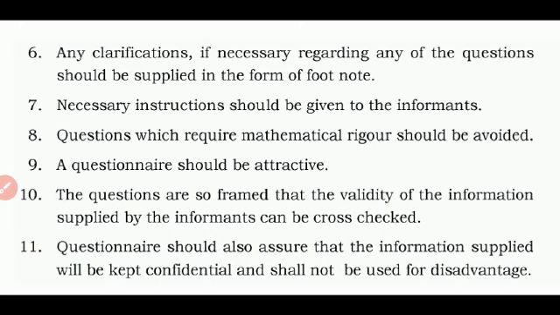And the 11th point, the questionnaire should also assure that the information supplied will be kept confidential and shall not be used for disadvantage. Obviously when you answer certain questions, you are giving some information about yourself. Keeping confidential means keeping it private, keeping it secret. So these are the 11 points which you need to keep in mind when a statistician has to frame a questionnaire. This can be a 5-mark question, students. Please remember, you may have a 5-mark question in section C saying mention the rules or the required steps to draft a questionnaire. There are 11 points, you can mention any of them.